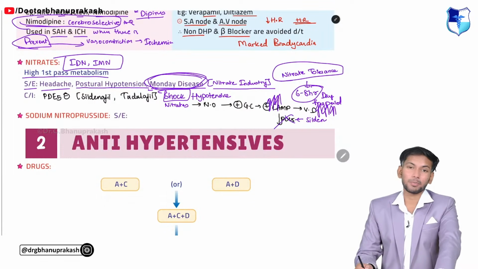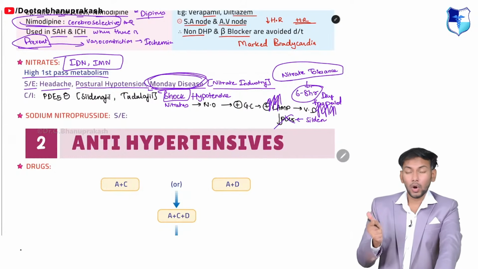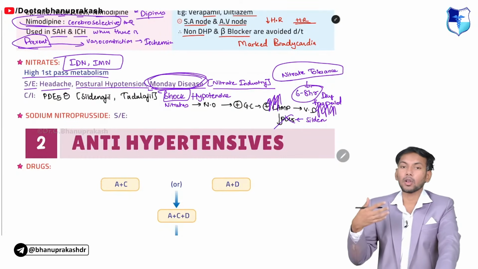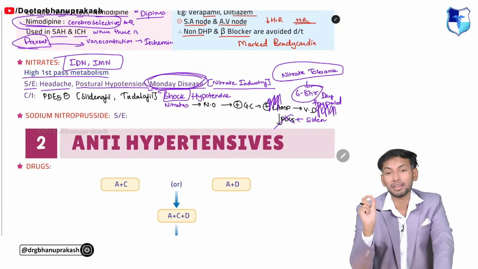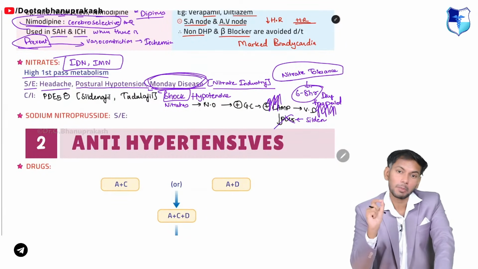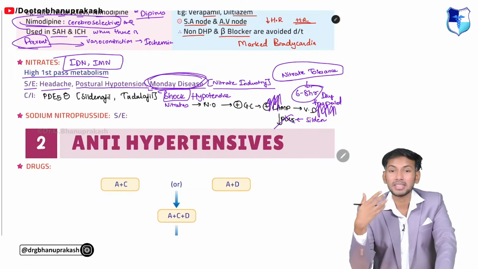These are very, very important MCQs that have been asked previously. Okay. Please remember, non-DHPs are contraindicated along with beta blockers. Nitrates are contraindicated along with PDE5 inhibitors. This is what I want you to remember, along with nimodipine. Insulinoma, what is the drug of choice? This is diazoxide.